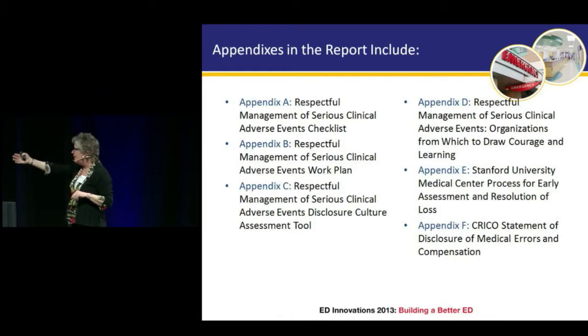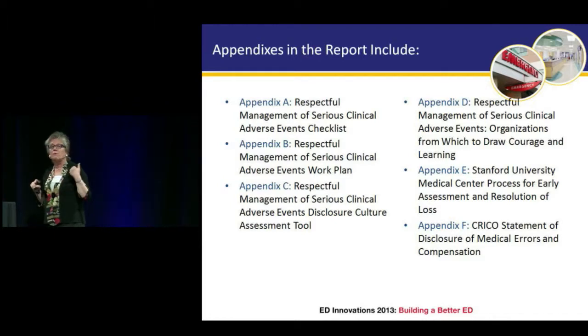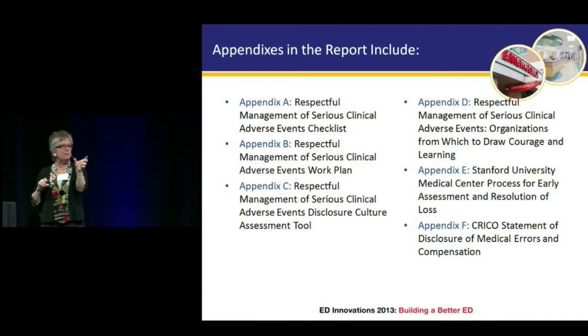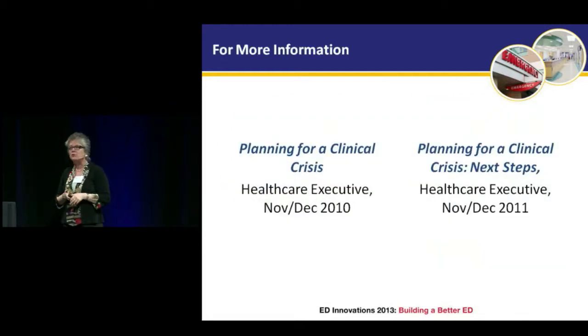Here's just a list of the appendices, and the Just Culture paper with the purple cover that I showed you is one of them. A lot of people very generously shared specific events in their facilities and how they managed them as examples. Hundreds of pages, I'm sure, in these appendices. So again, a very, very great resource for leaders.